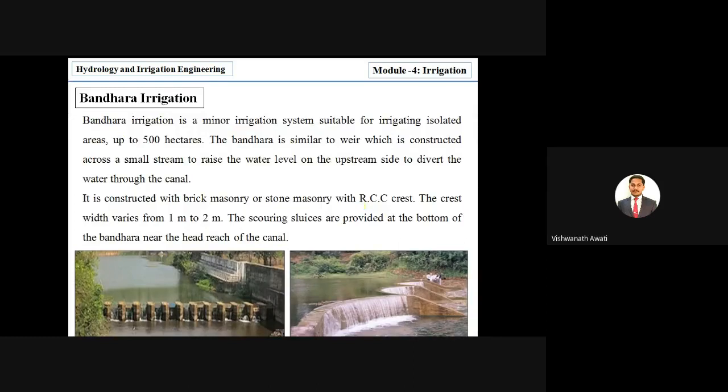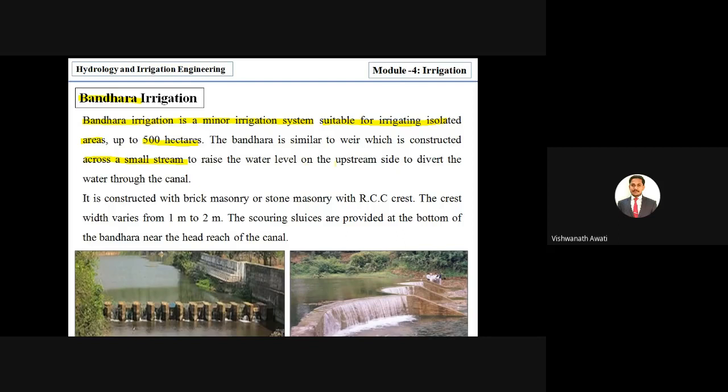Next we'll go for the Bandhara irrigation system, right? Bandhara irrigation is a minor irrigation system suitable for irrigating isolated areas up to 500 hectares. Bandhara is similar to a weir, which is constructed across a small stream.